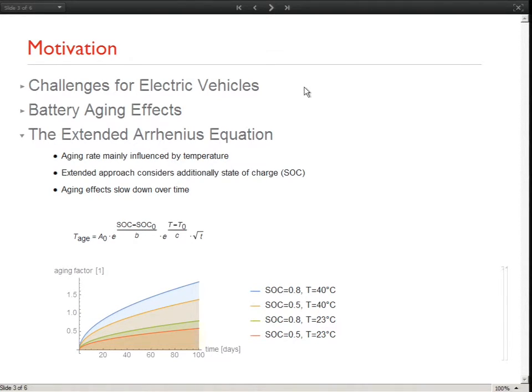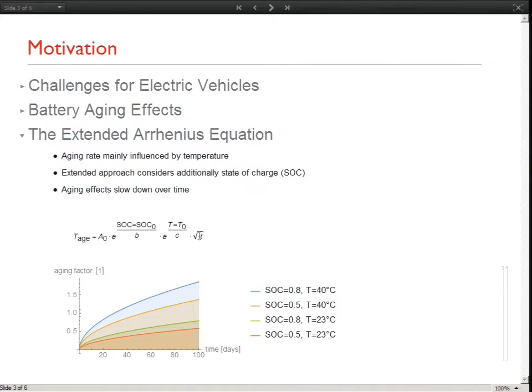So the energy you can take out of the battery will get less and less. But this also means that the energy which is available for the parasitic side reactions will decrease as well. So the aging effects slow down over time. So we've got here this very simple equation, which tells us the aging rate of batteries with regard to the state of charge, the temperature, and the time.